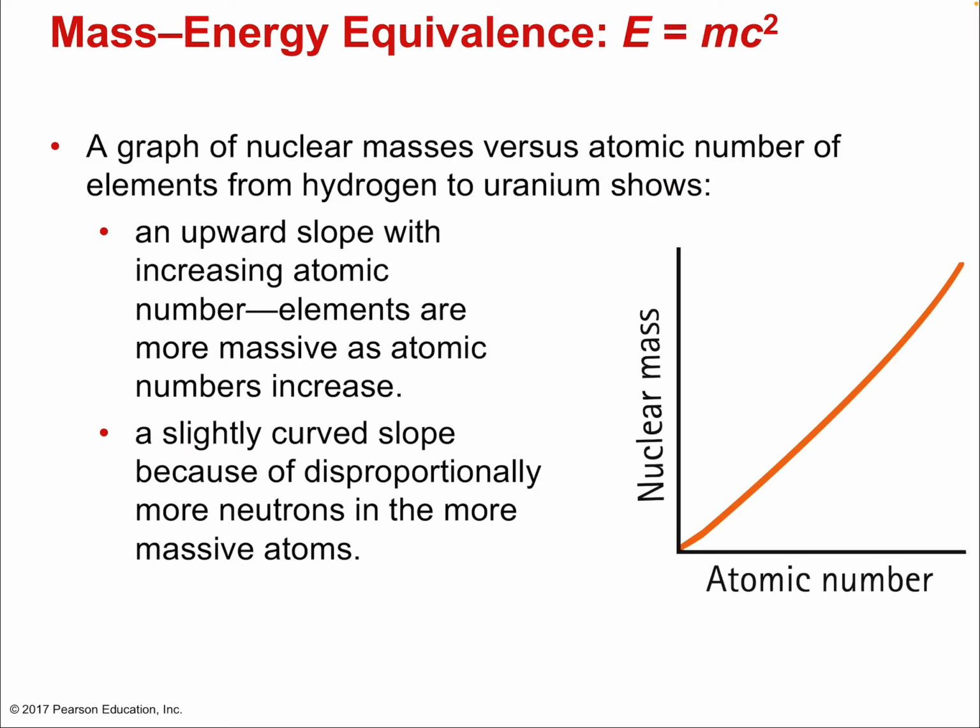So a graph of the nuclear masses versus atomic number of the elements from hydrogen to uranium shows an upward slope with increasing atomic number. Elements are more massive as atomic number increases, and that's because of an excess in neutrons. Because the heavier elements, like uranium-235, a good example of a really heavy element, have a lot more neutrons than protons, which is why the curve, which started off as just a straight line, curves up. So you get a lot more nucleons in these heavy elements.